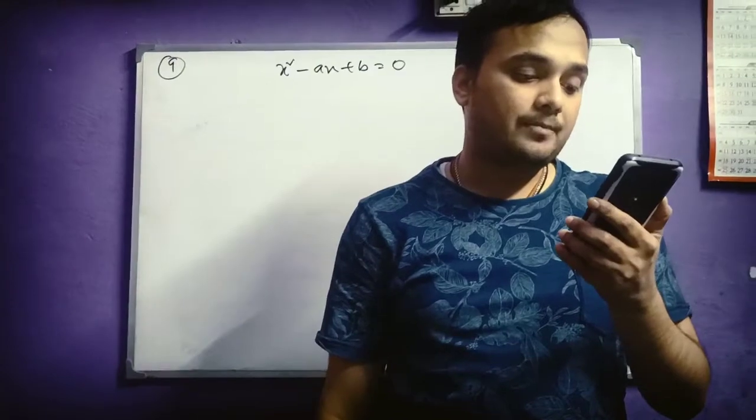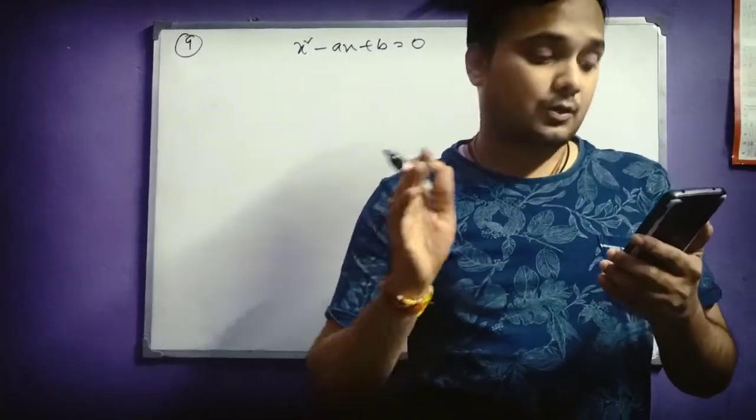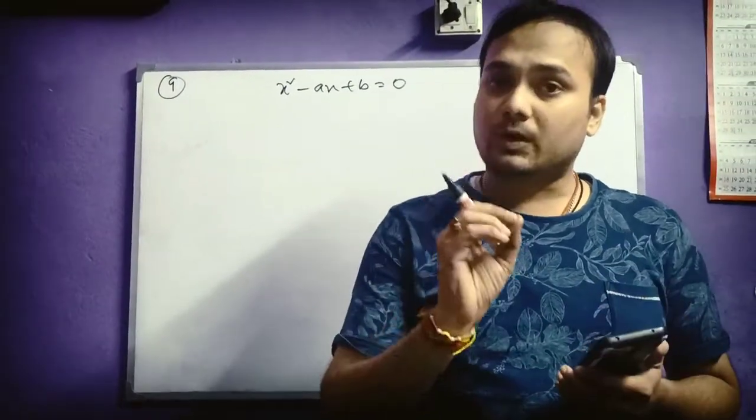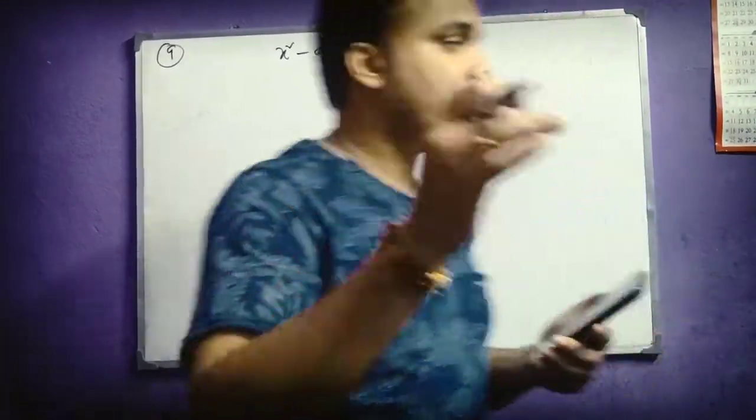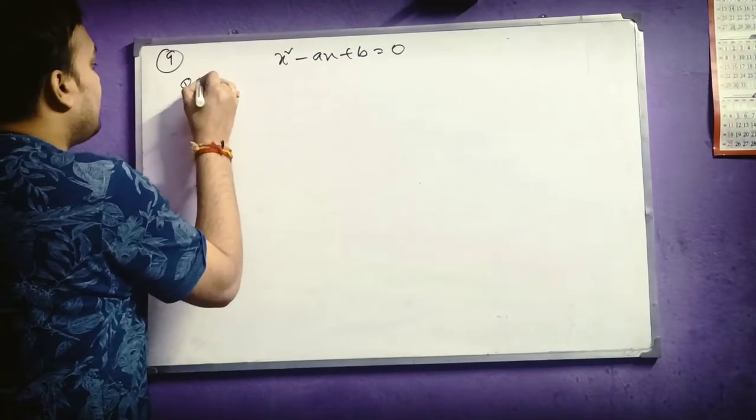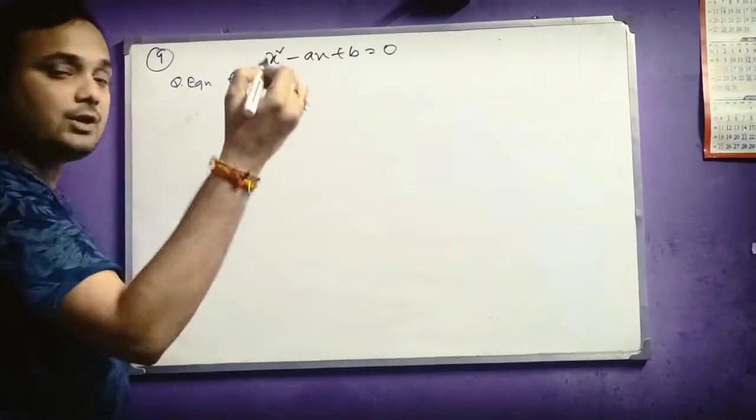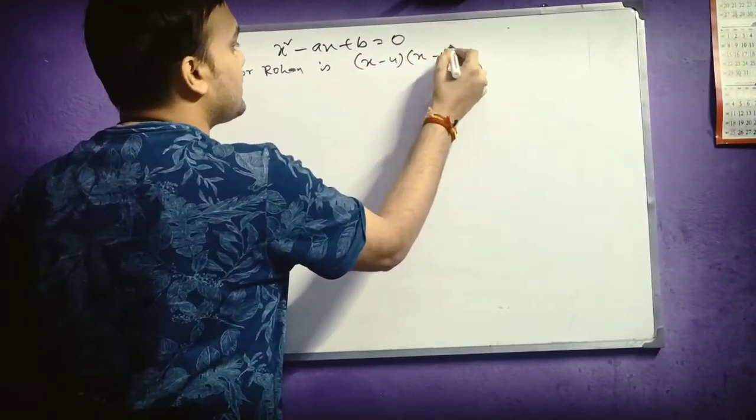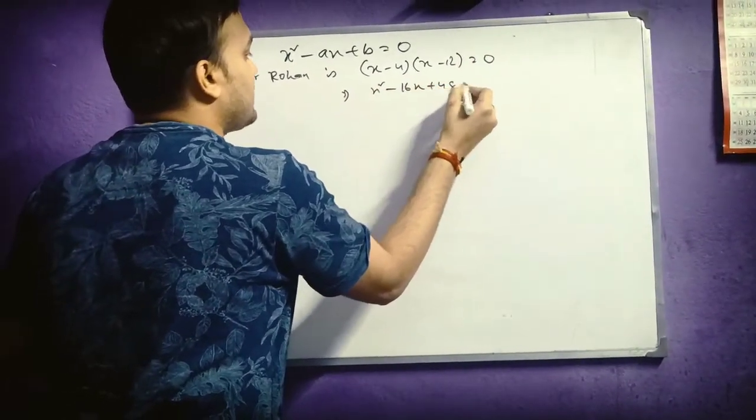Now Rohan has copied the coefficient of x wrongly and obtained the roots 4 and 12. So what are the roots Rohan got? 4 and 12. So what will be the quadratic equation for Rohan? As the roots are 4 and 12, it will be x minus 4 into x minus 12 equal to 0. So x square minus 16x plus 48 equal to 0.